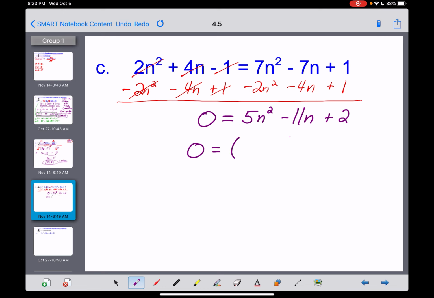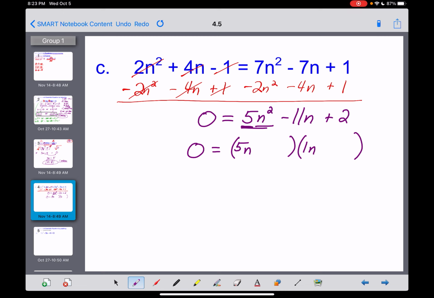Then we just roll up our sleeves and here we go, reverse FOIL. What times what is going to give us 5n squared? Okay, we haven't done much together here with a number other than 1 there. Well, the n squared still splits up into n times n, and 5 being a prime number, the only two things that multiply to 5 would be 5 and 1.